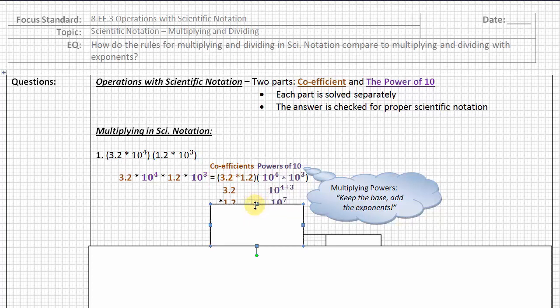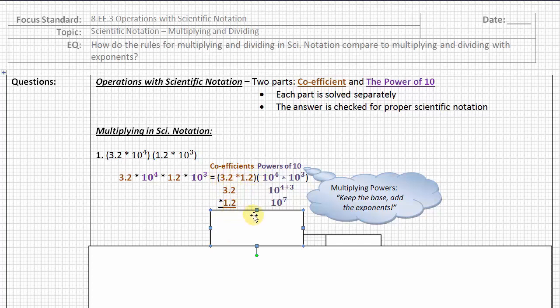Here you can see I've pretty quickly done the powers of 10. We keep the base, we add the exponents, so it gives us 10 to the power of 7. For some, you may not want to multiply the coefficients mentally, and it might be tempting to get a calculator, but these are pretty small values, so it's always a good idea to practice that.